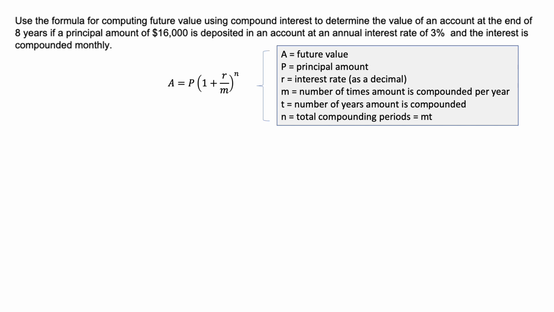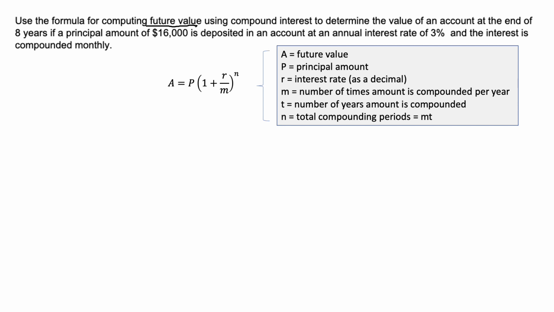Use the formula for computing future value using compound interest to determine the value of an account at the end of 8 years if a principal amount of $16,000 is deposited in an account at an annual interest rate of 3% and the interest is compounded monthly. Okay, this is a long word problem, but really all we're going to do is use this formula for computing future value.